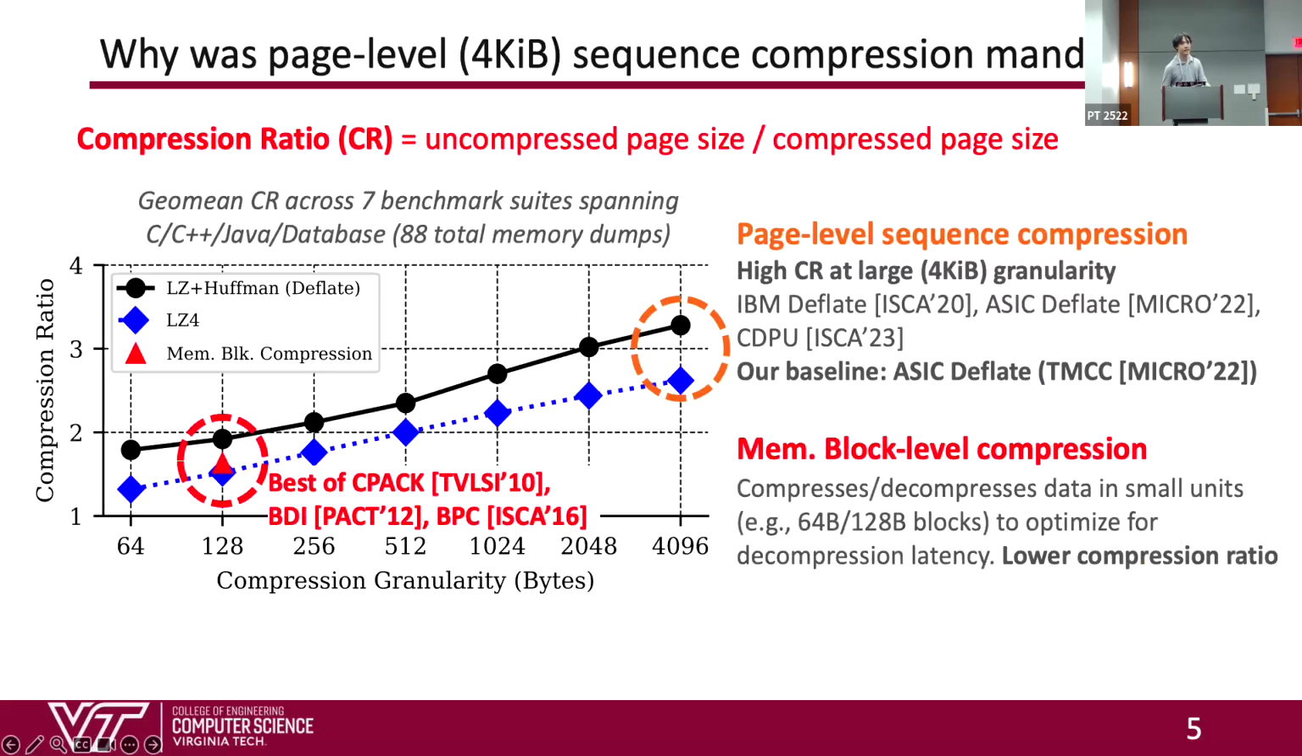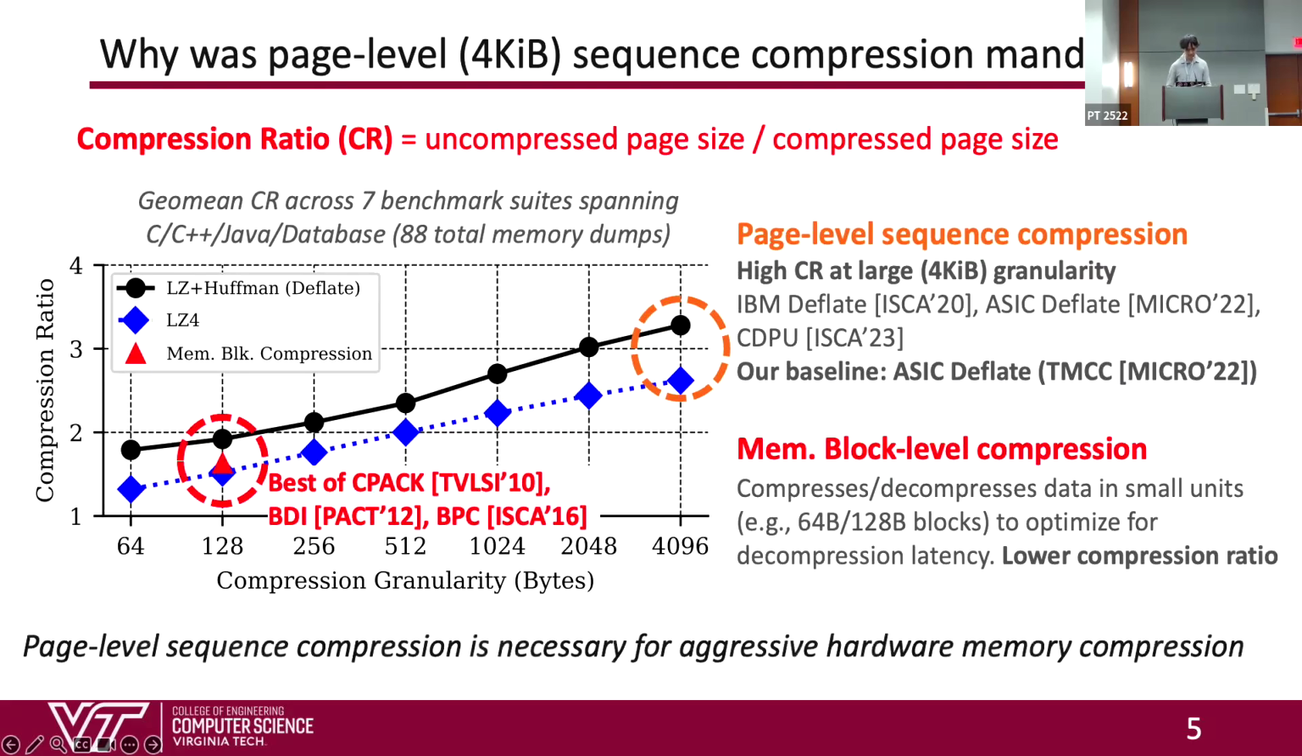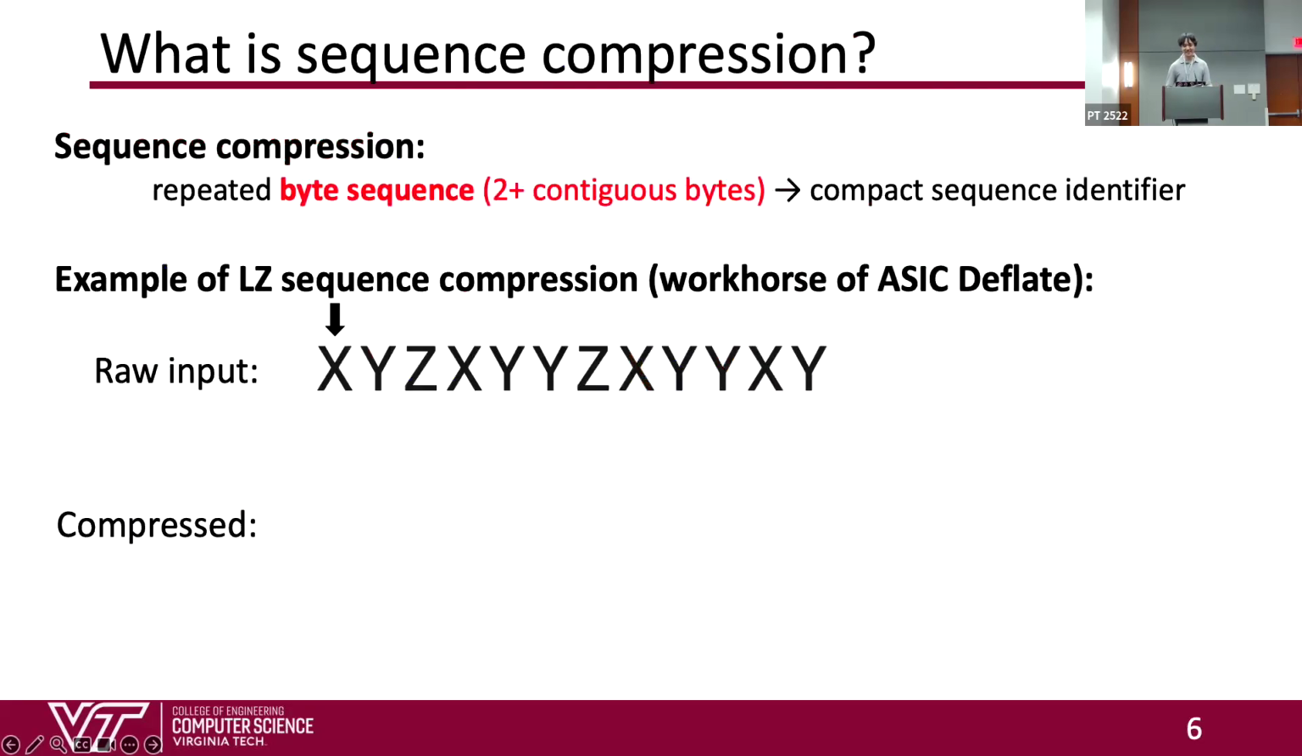And our baseline is ASIC deflate, and we're going to be comparing against that several times. I also just wanted to point out that these benchmarks, these 7 suites and these 88 dumps, are already removing 0 pages. So page level sequence compression is necessary for aggressive hardware memory compression. And the next natural question is, what is sequence compression and how does it achieve these high ratios?